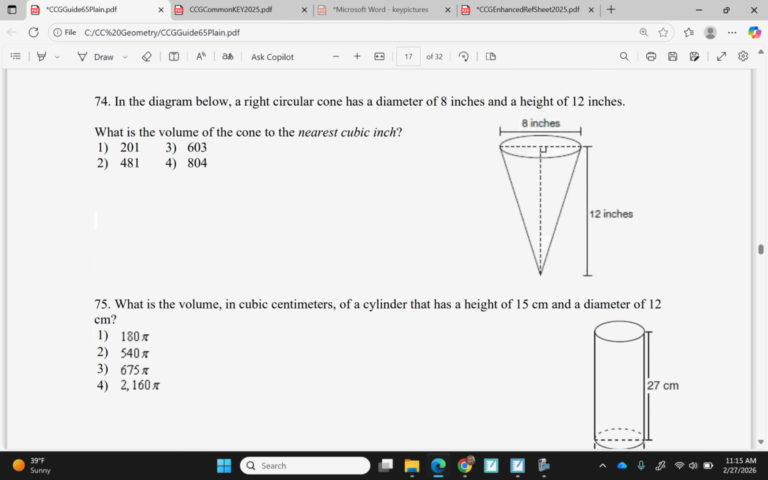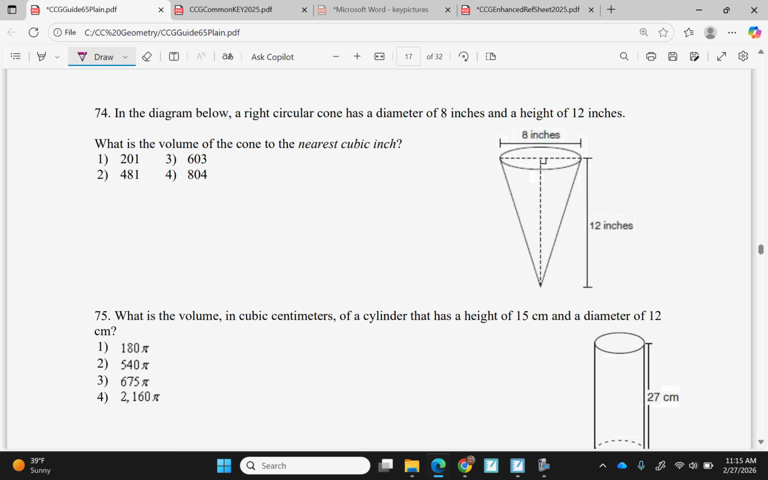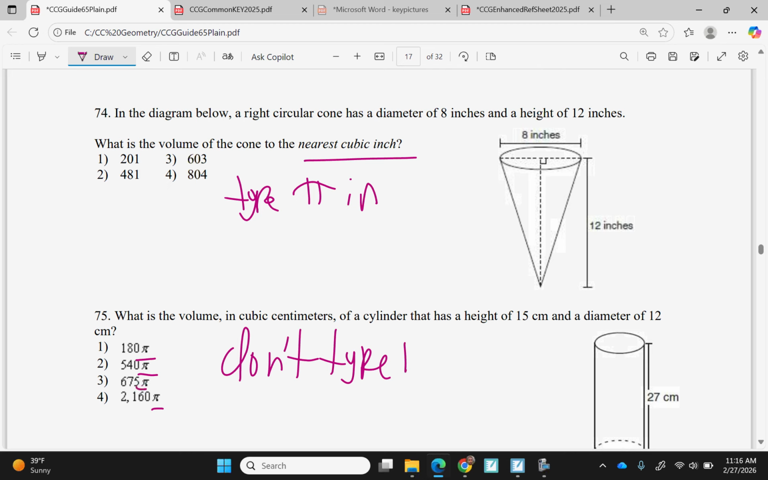I'm not going to do more of this right now. Again, it's just subbing into a formula. If it says nearest cubic inch, that means I am typing pi in. In number 75, there's pi's in the answers, so don't type pi in. And also for number 74, this is my diameter, which means my radius would be 4.